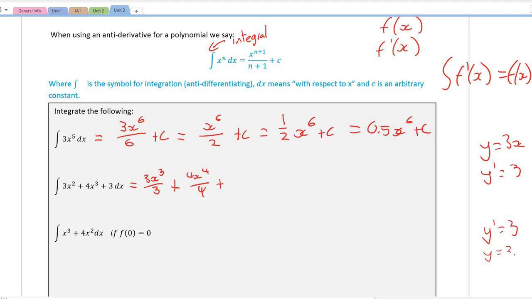So the original function would be 3x. If there's no x there, it's because when you differentiate, the x drops off. So when you're integrating and there's no x there, you add an x on.